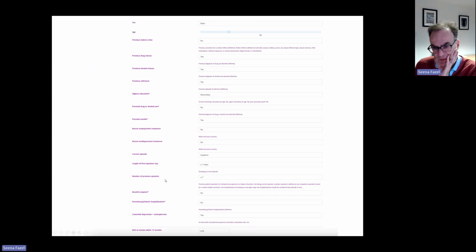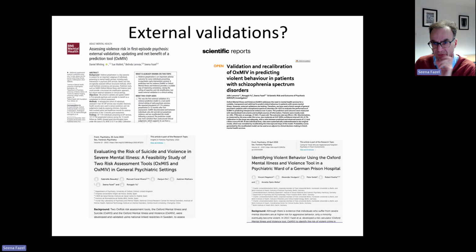So these aren't tools that give you very high scores, but that's because most of the risk is actually in the lower end of the spectrum. An important part of our work is to validate it in other data sets. So we validated Oxmiv in Oxford in first episode, and that's where we think is a very good use of the tool. When people are first presenting to services, they have a comprehensive and holistic risk assessment that includes all sorts of other risks as well, including relapse and self-harm and suicide.